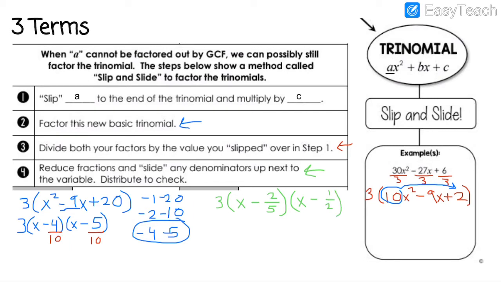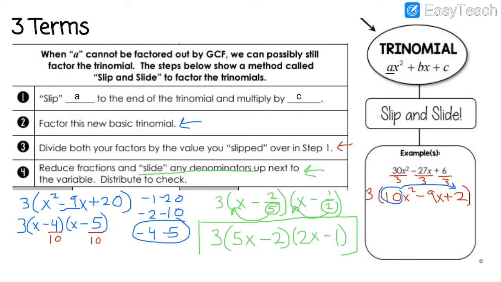All right, so now that we've reduced it, we need to slide the denominators up to the variables. So my denominators are the numbers in the bottom, and we're just going to move it up to the x term. So now we have 3 times 5x minus 2 times 2x minus 1. And just like any of these factoring problems, you can check your work by distributing. I'm not going to do it here to save time.